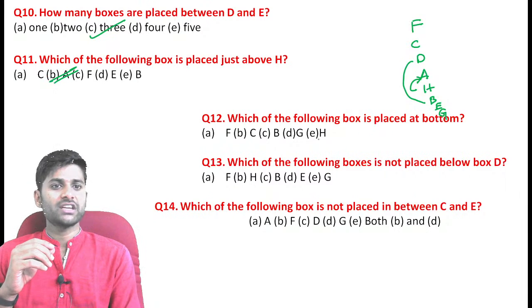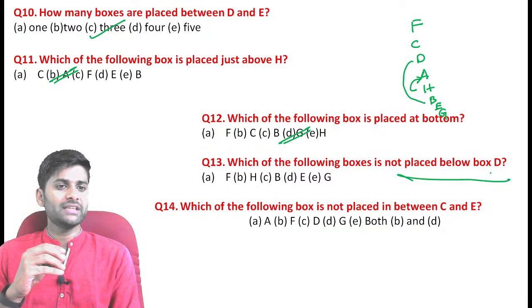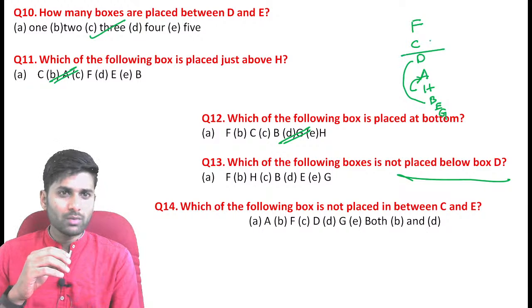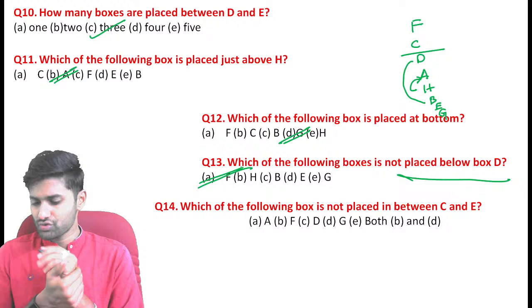Then which of the following is placed at the bottom? Bottom is the G box. Then which of the following is not placed below D? Below D, what are the boxes we can't place? Either F or C. If you see the options, F is given, so you can choose option F.